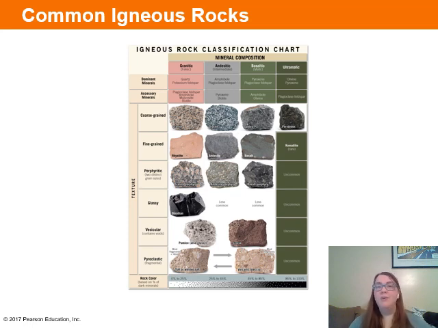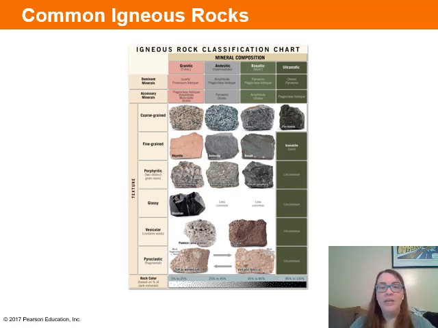So, for example, if we were looking at a very light-colored rock, a felsic rock, that was also coarse-grained, we would be able to see the minerals with our naked eye. We would be able to figure out that this rock is called granite. And granite, right now, is a very common rock. You see it in a lot of restaurants, a lot of kitchens, and even a lot of bathrooms today.